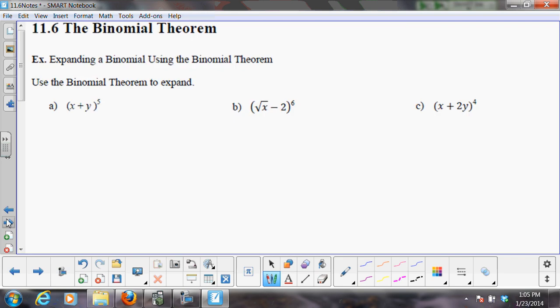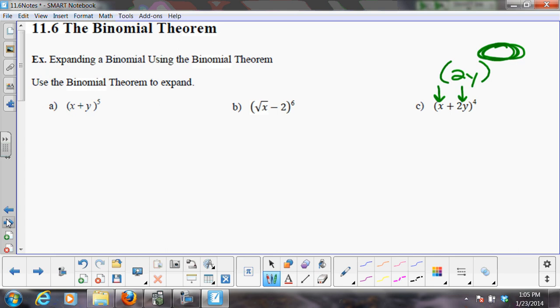On this last page, I'm not going to do A because that's a really easy one. C, just remember that this is your first term. The 2y, make sure you put it in parentheses and your exponents go on the outside. I'm going to do the middle one though. Make sure you do it that way. That's the key. That's where I have the most trouble.